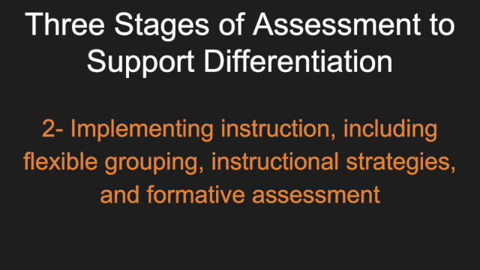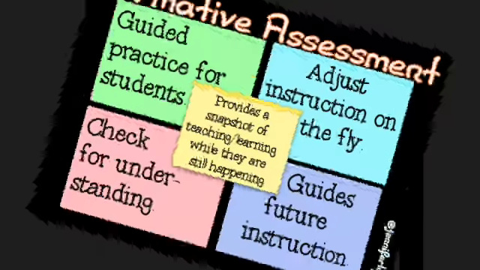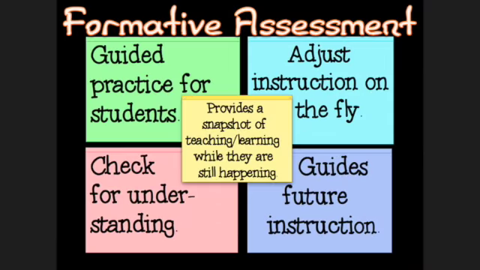The second stage for assessment to support differentiation is implementing instruction that includes flexible grouping, instructional strategies, and formative assessment. Formative assessment during a lesson is providing guided practice for students, adjusting instruction on the fly as we understand the misconceptions our students have, or that we're ready to challenge them further. We're also checking for understanding by asking questions and probing for further knowledge. We're looking also at guiding future instruction when we're gauging what they are already learning and where we need to move for our next lesson.